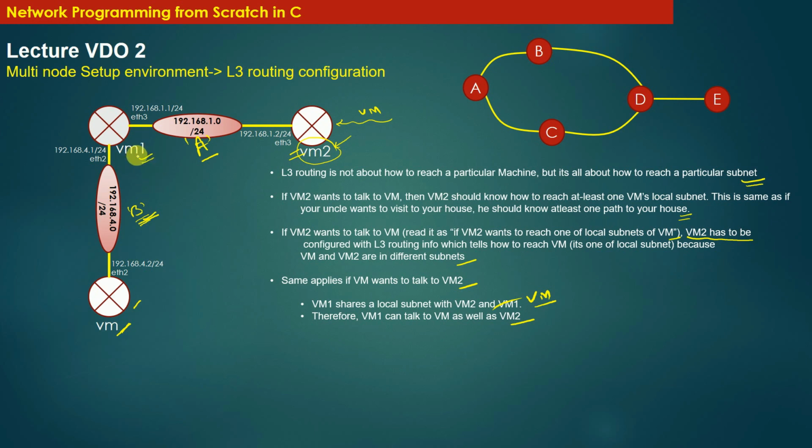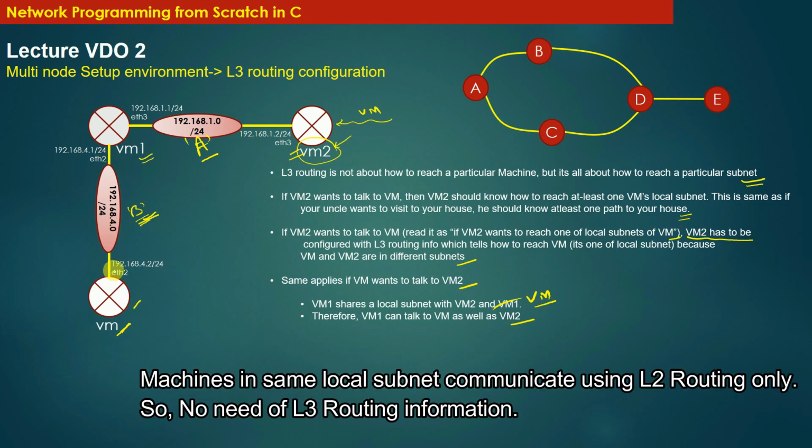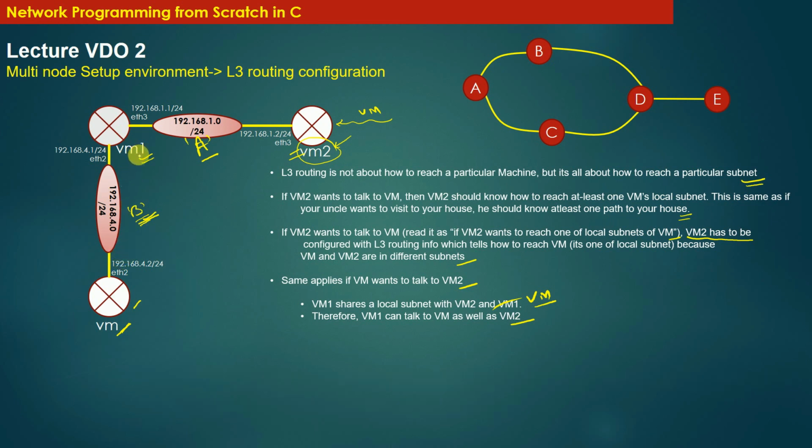Therefore, VM1 can reach VM2 and VM2 can reach VM1 without any explicit L3 routing configuration. Similarly, VM1 can talk to VM and VM can talk to VM1 without any L3 routing configuration on router VM1 or VM. The reason, simply, is that VM1 shares a local subnet with both the routers, that is VM2 and VM.